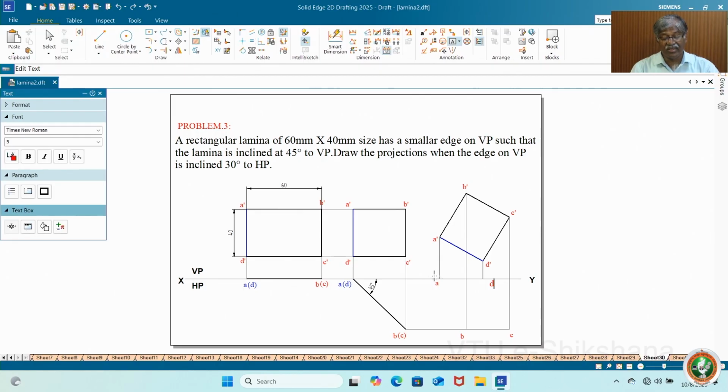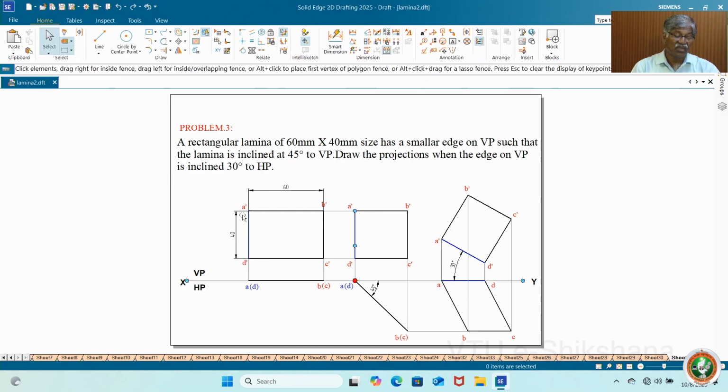Then join accordingly A, B, C, D, D, A. Then you get this one. So the lamina is completely resting on VP. The front view is true shape. Then the lamina is going to assume 45 degree with VP. Whatever you do here, that is for VP. Then you get apparent shape.